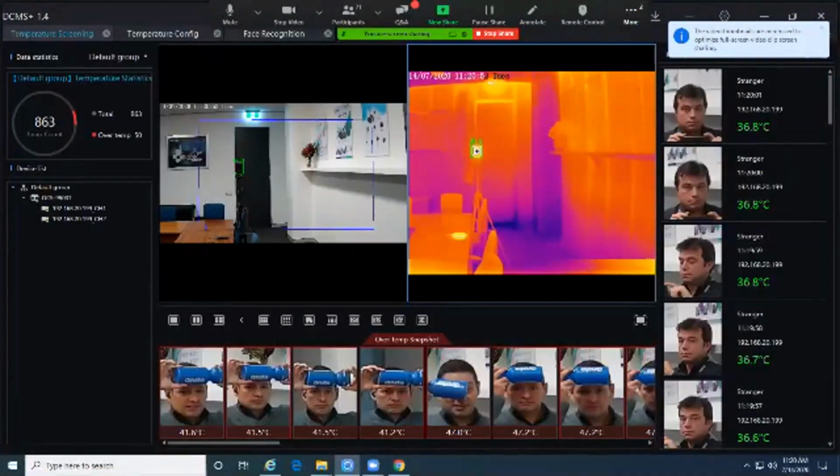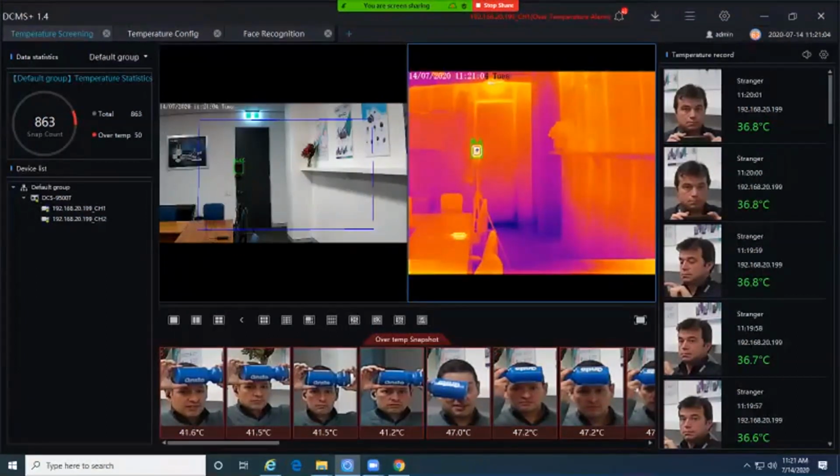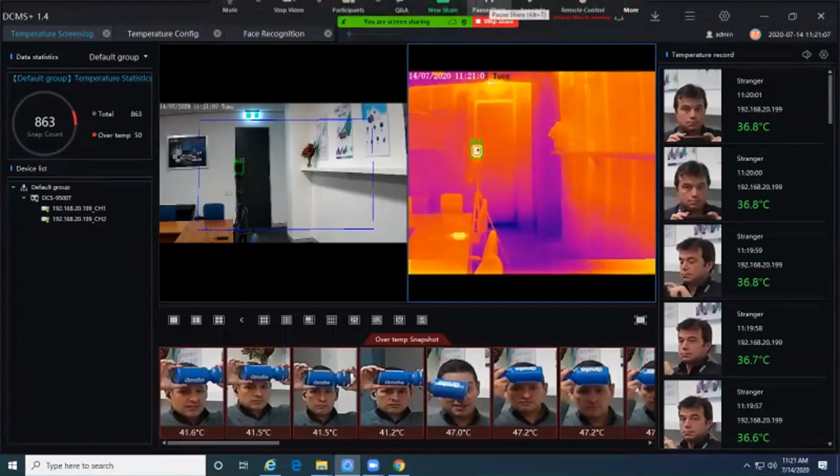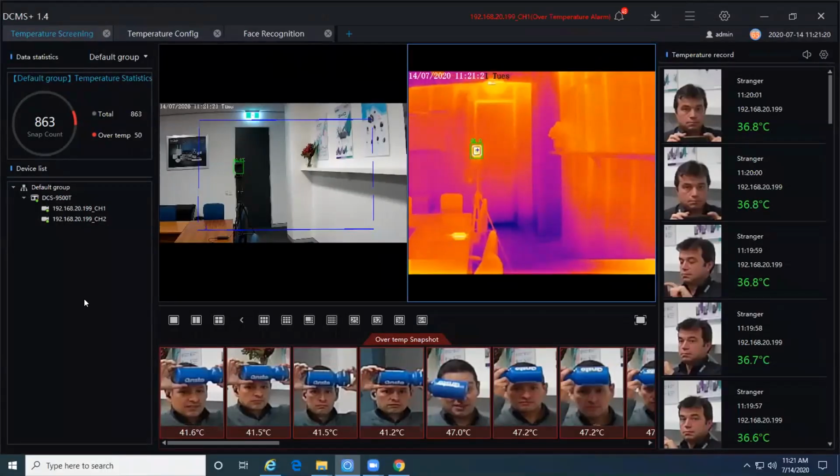So let me just share my screen. So here we go. So this is how the software looks like. So it's one of the windows. All right, so Phil is telling me that the video is blurred. Let me try again with a different setup. How about now? Is it better?